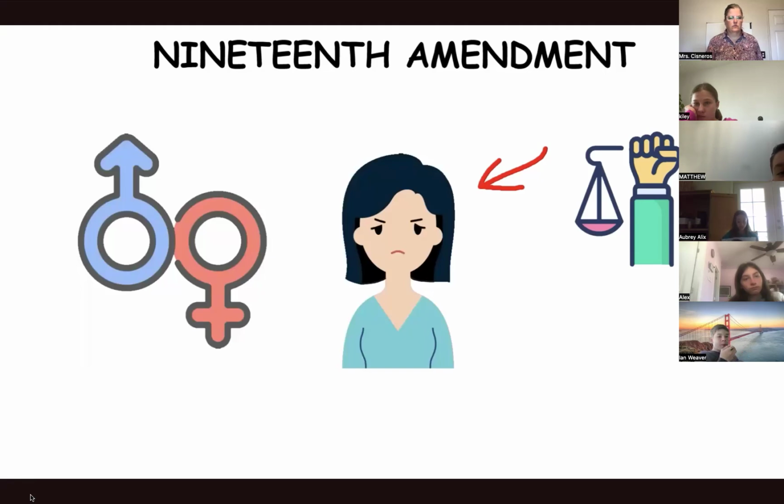27th Amendment delays congressional pay changes from taking effect until after the next election, ensuring that legislators cannot immediately benefit from their own decisions regarding salary adjustments, promoting accountability and fairness.